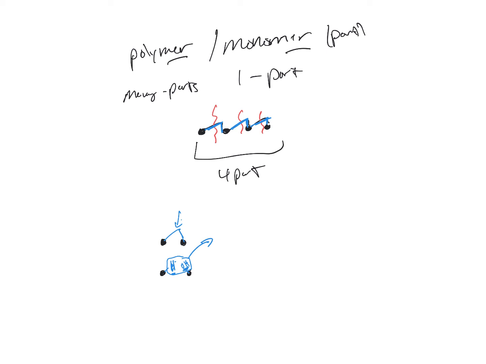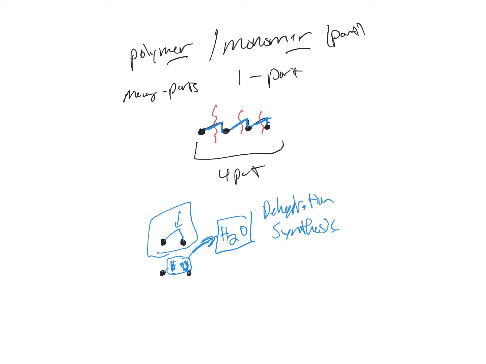So when these hydrogens and oxygen groups leave, there's a bit of chemistry here. Not something that we're going to really get into much, but water leaves. That is called dehydration synthesis. So we are building a polymer, or at least one chain of a polymer, and we're dehydrating it.